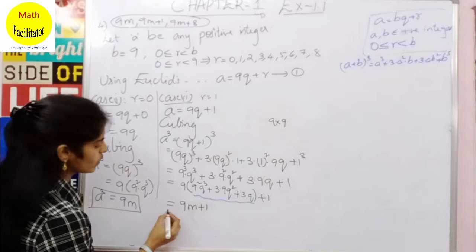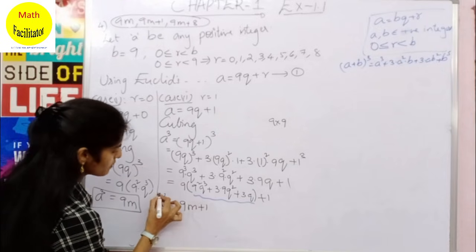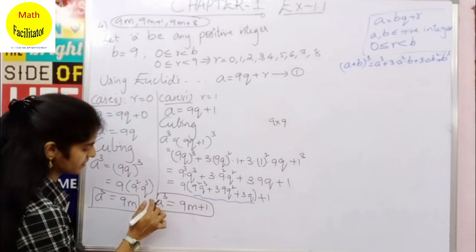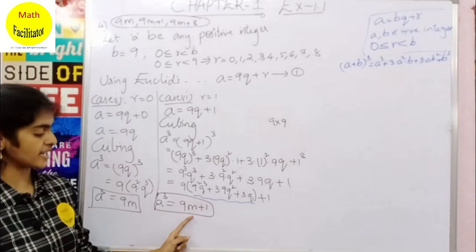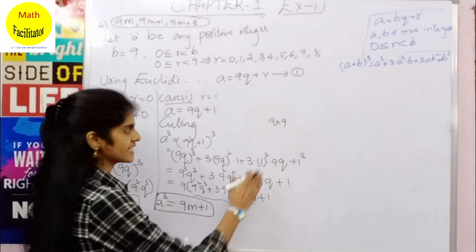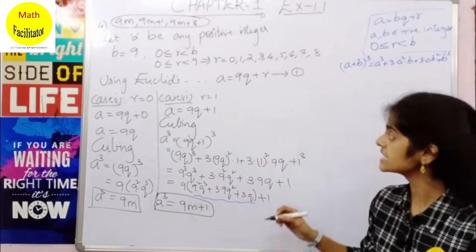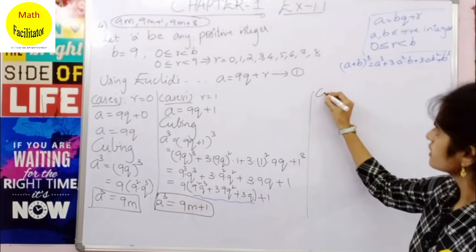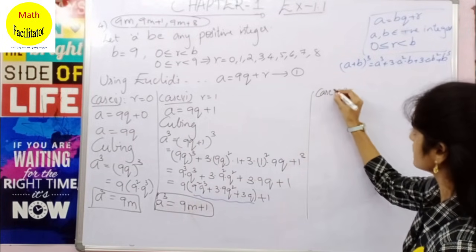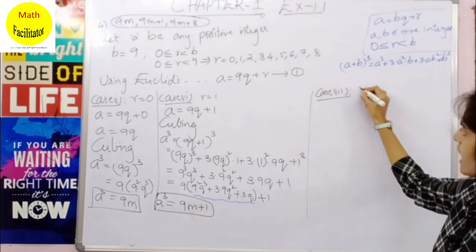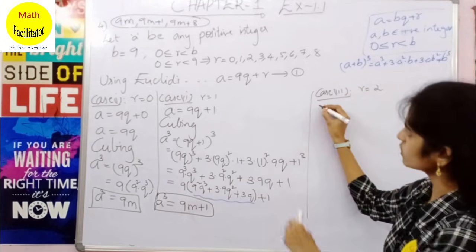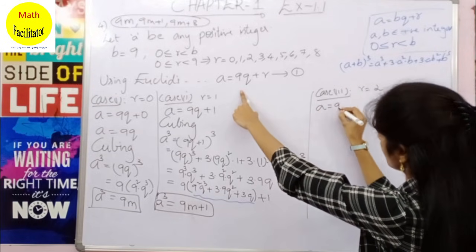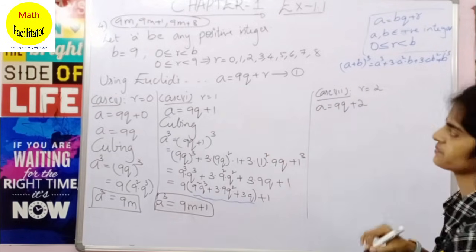Clear? So you have written a cube as 9m plus 1. Cube of any positive integer you have brought it in the form of 9m plus 1. Okay, now let us take the next case, case 3. In case 3, I will take r equal to 2. So when I take r equal to 2, this equation will be a equal to 9q plus 2.